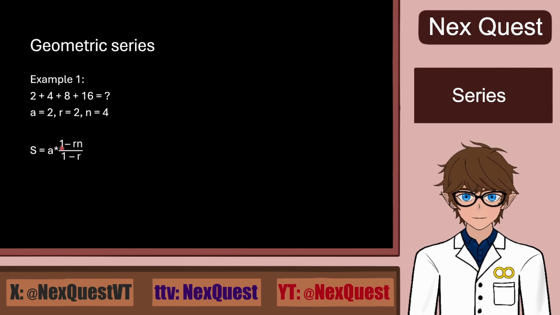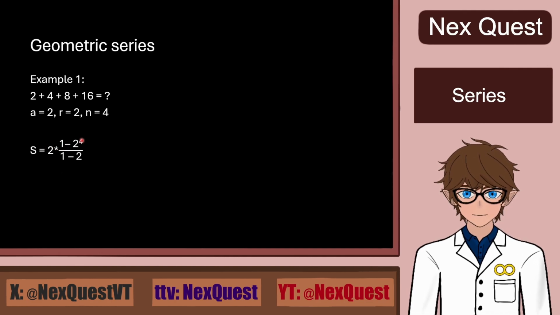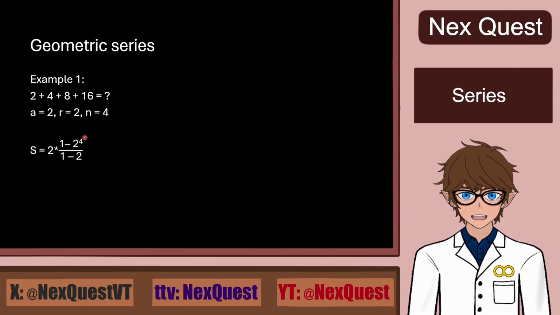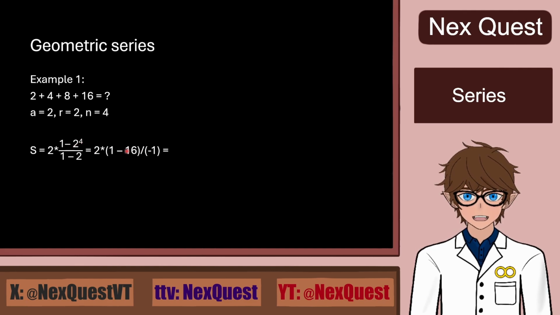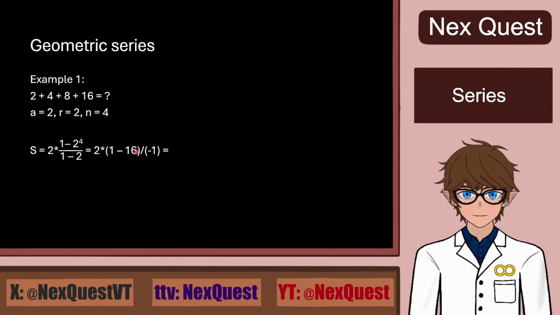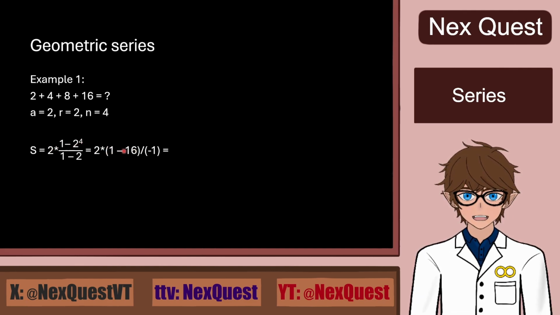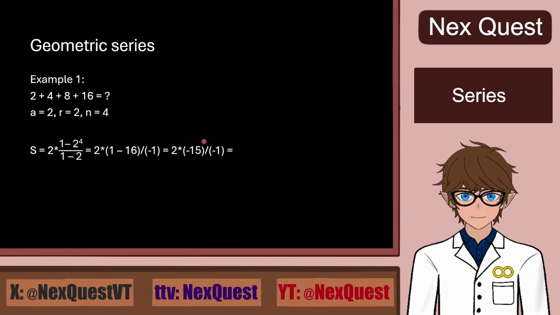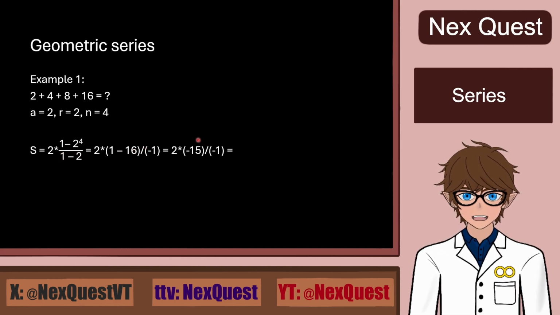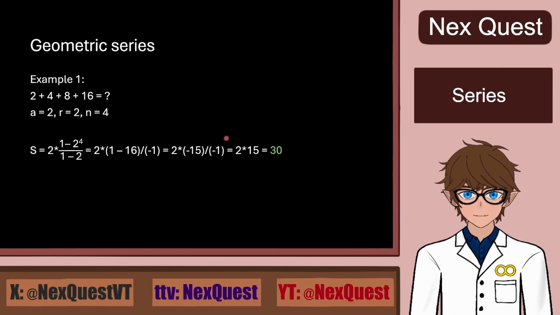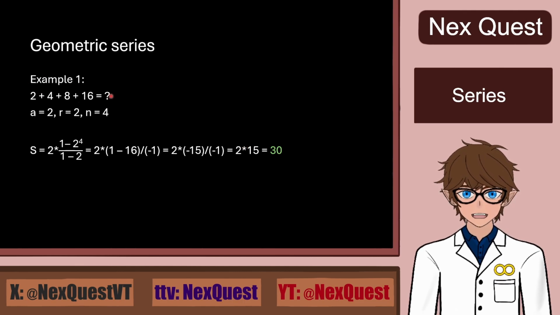So we paste in the numbers. This is correct now. We have 2 to the power of 4, which is 16. So 2 times the top part of the fraction, which is 1 minus 16, divided by minus 1, which is 2 times minus 15 divided by minus 1, which is 2 times 15, which is 30. So the sum of these 4 terms is 30.